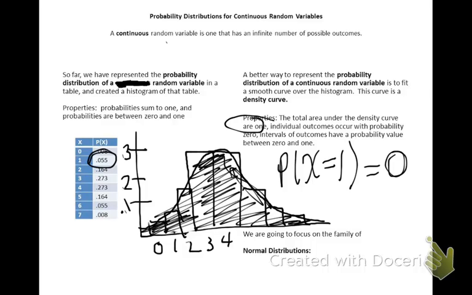Intervals of outcomes, however, do have a value. So if you're looking at a range of outcomes, let's say that you're looking for the probability of being between this value and this value, you will find that, and the probability of it will be equal to the area underneath the density curve. We're going to focus on the family of normal distributions. The notation for a normal distribution says that random variable x is normally distributed with a mean of mu and a standard deviation of sigma.